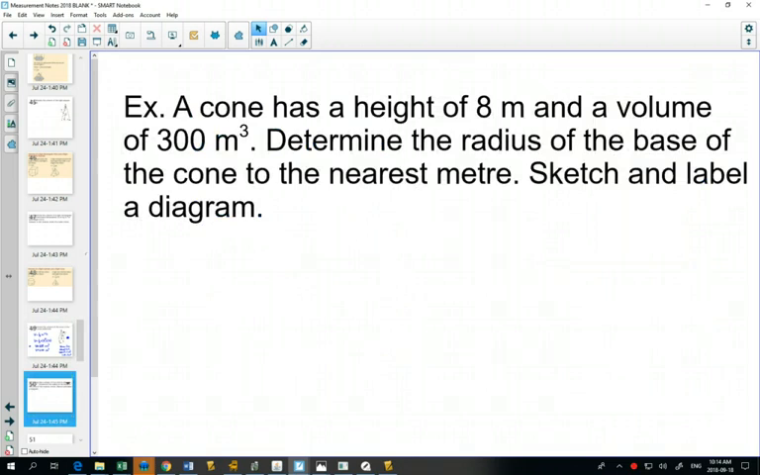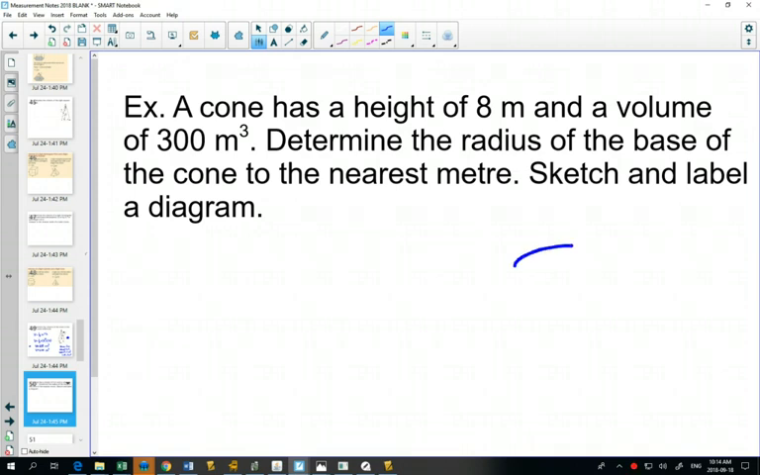A cone has a height of 8 meters and a volume of 300 meters cubed. This is my kind of ice cream cone. You know how big a meter cubed is? It has 300 of those inside of your cone. It might be all the ice cream you'll ever need for your entire lifetime. Determine the radius of the base of the cone to the nearest meter. Sketch and label a diagram.